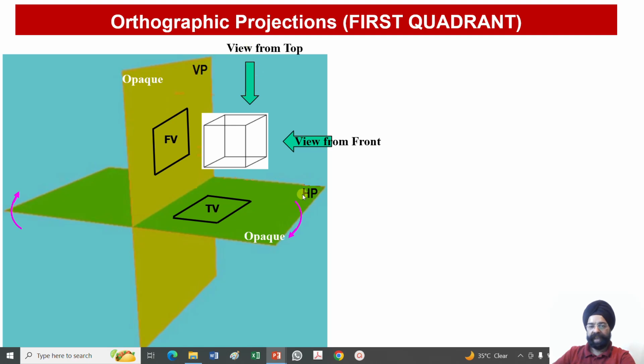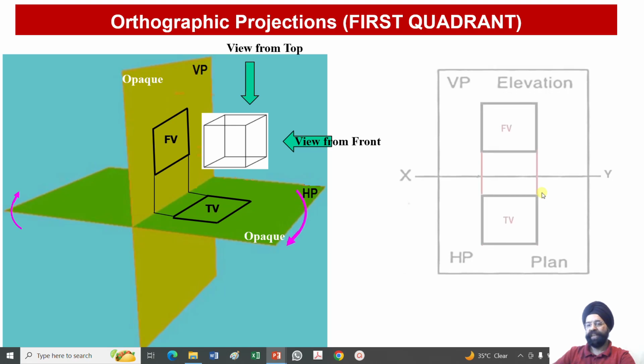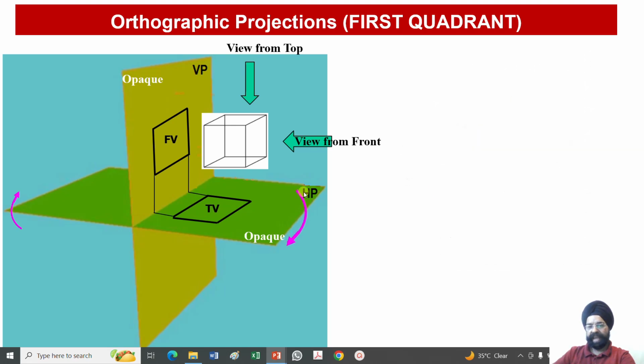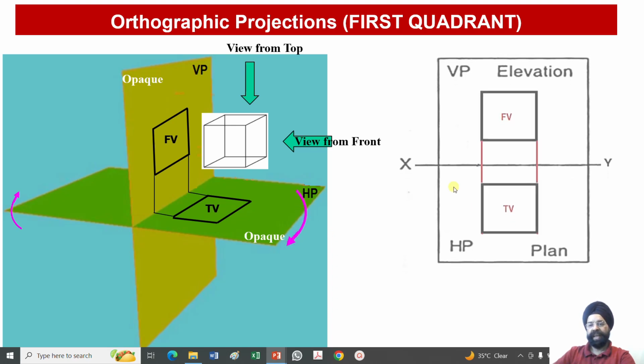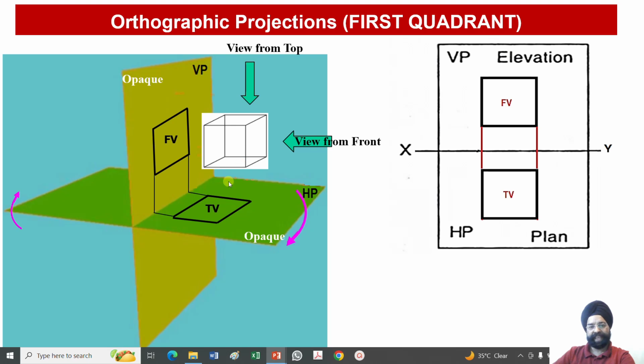So what I'll be doing, I'll be rotating this horizontal plane downwards clockwise. And once I rotate it across this hinge, the front view will be coming above the xy line and the top view will be going below the xy line. So here you can see, this is how I will be able to draw my front view and the top view. You see, I have rotated this horizontal plane. I have shown this rotation. And then once I draw, this is my xy line.